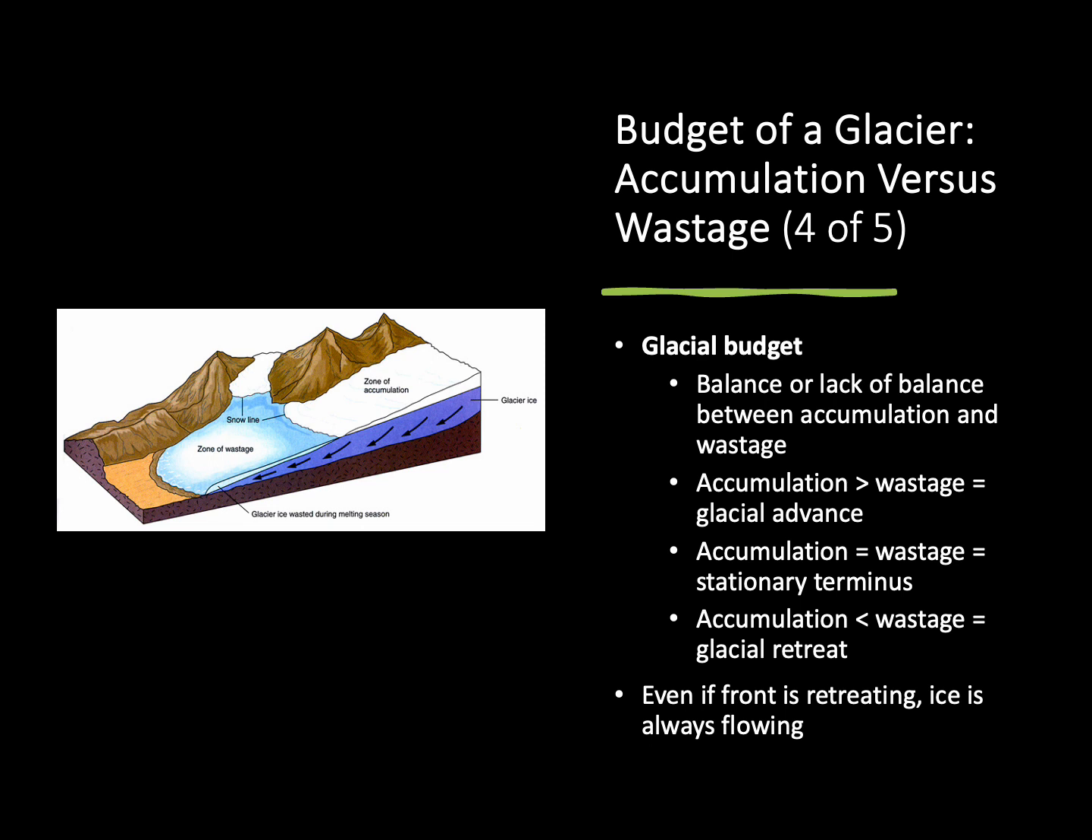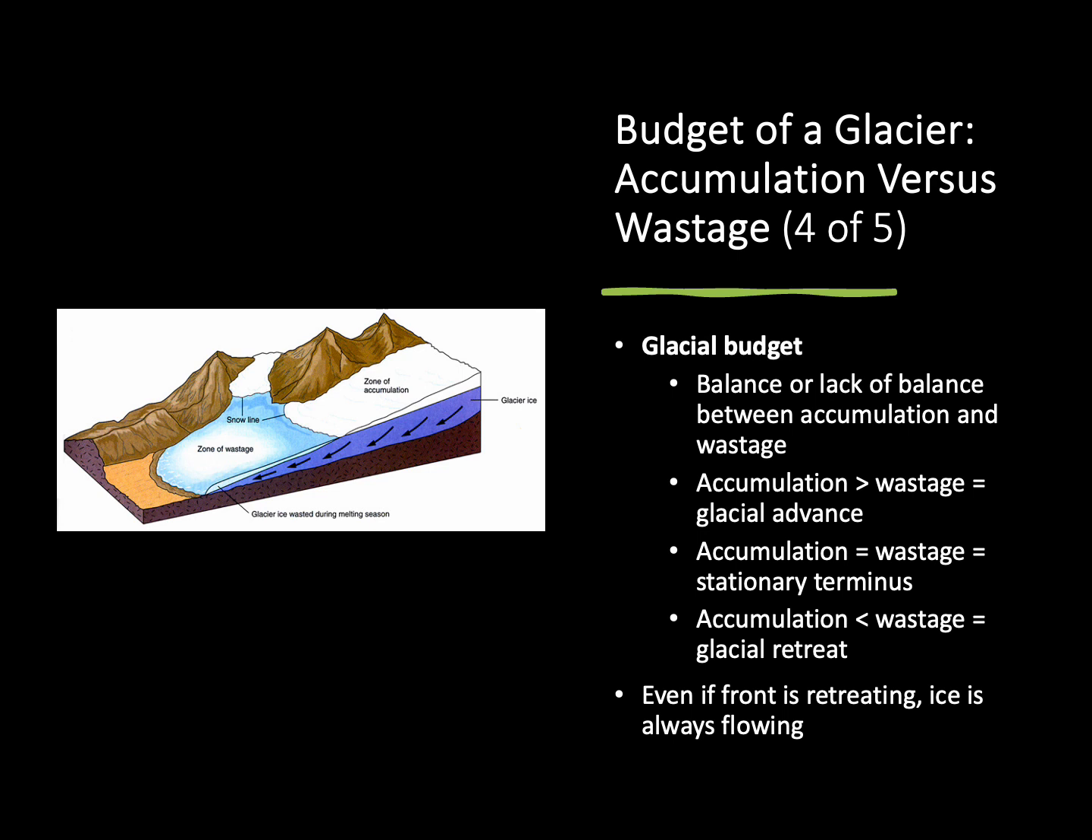So again, with our glacial budget, we just want to know, is it growing or is it melting or wasting away? So when we're looking at our glacial budget, it's just either a balance or a lack of balance between growing and shrinking in size. So if we're looking at our glacier, again, over multiple years, and it is accumulating more ice than it is wasting or melting away, we're going to call it a glacial advance. That glacier is advancing or growing larger in size.